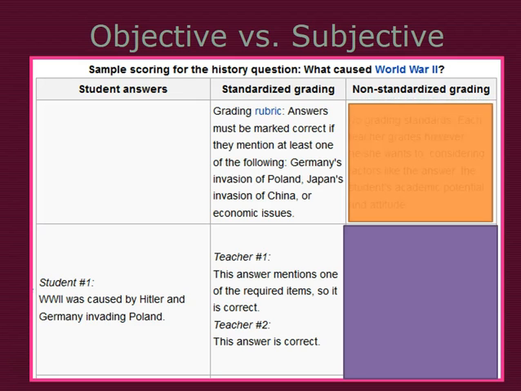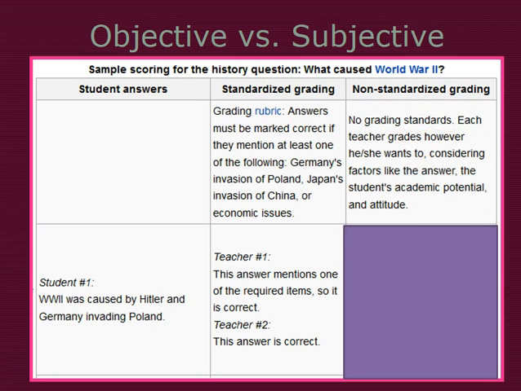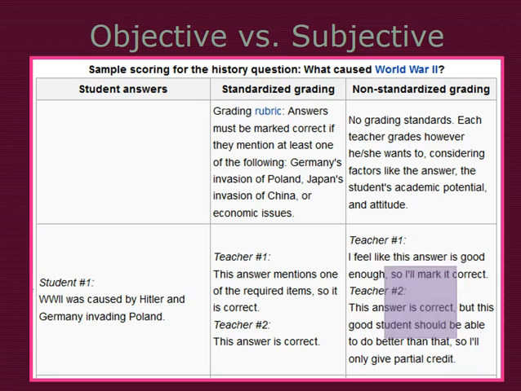Non-standardized grading, or subjective grading, would look something like this, where every teacher puts their own personal impact into it. Teacher number 1 said, I like the answer, it's good enough, so I'll mark it correct. But teacher number 2 said the answer is correct, but the student should be able to do a little bit better, so I'm only going to give half credit for it. That is non-standardized grading, or what we would call subjective grading.